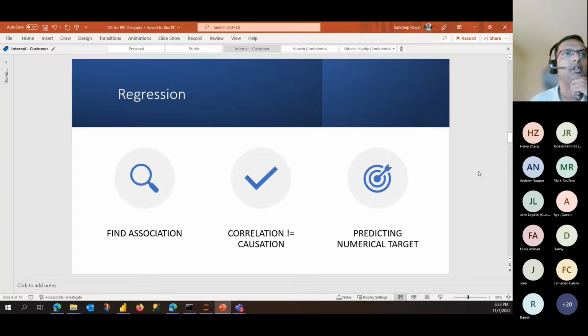So let's start with regression. You may or may not be familiar with the term, so let's define what regression means. Regression is nothing but if you have a numerical quantity, and you want to find association of that numerical quantity with other columns that you have in the data, or be able to predict that numerical quantity. So what is an example of that?